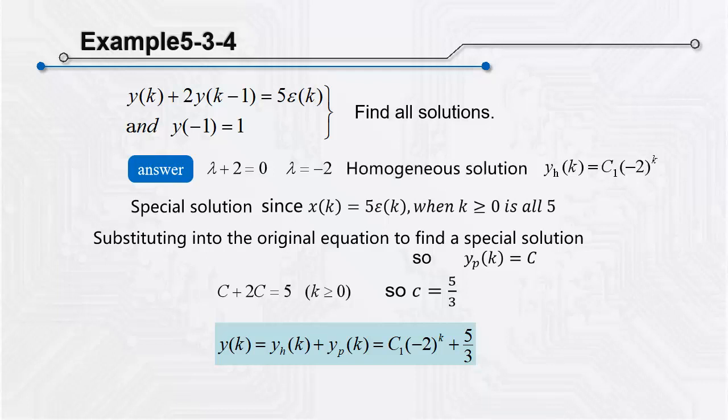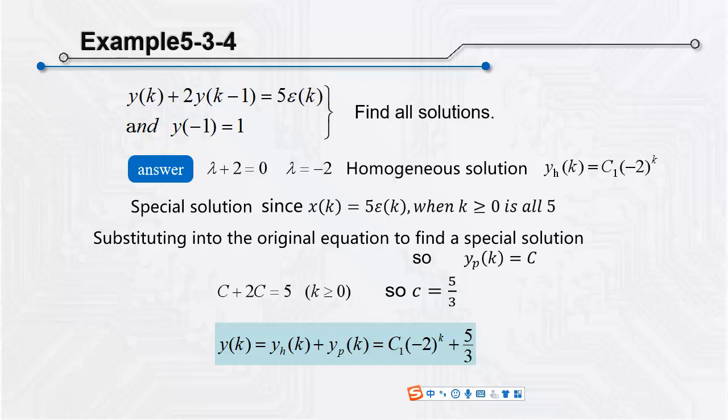We know the difference equation, and the initial condition y of -1 is equal to 1; we require the complete solution. So first, let's find the homogeneous solution. The characteristic equation is obtained from the difference equation. So the characteristic root lambda is equal to -2. I get the homogeneous solution in the form C1 times -2 to the k. So let's look at a particular solution.